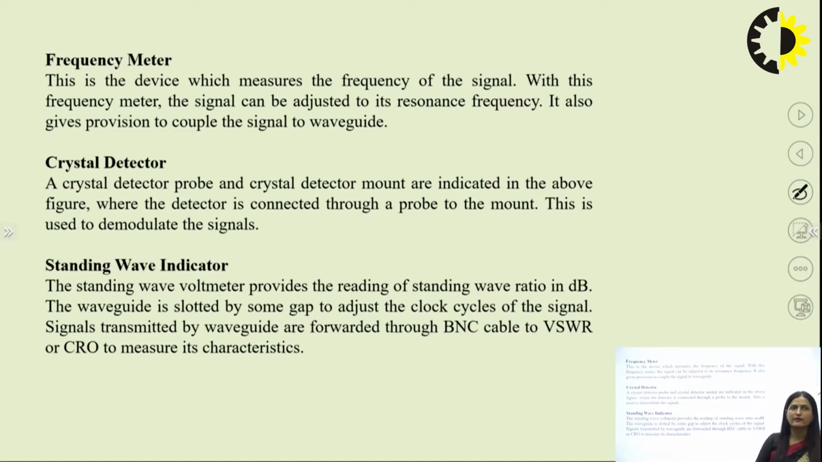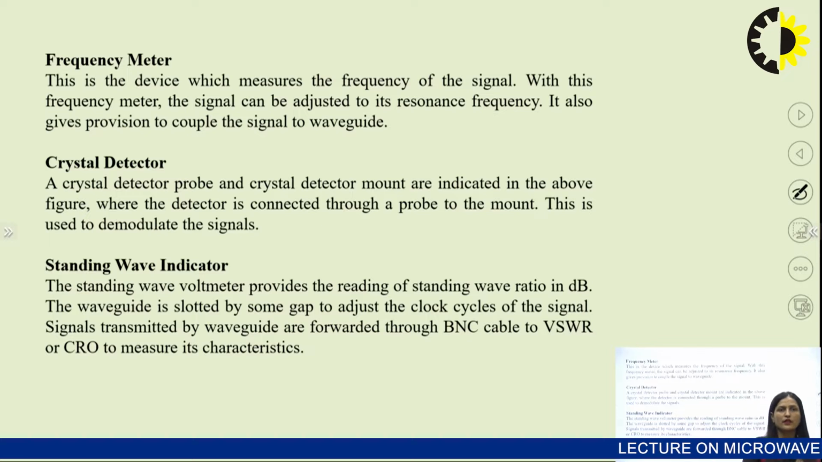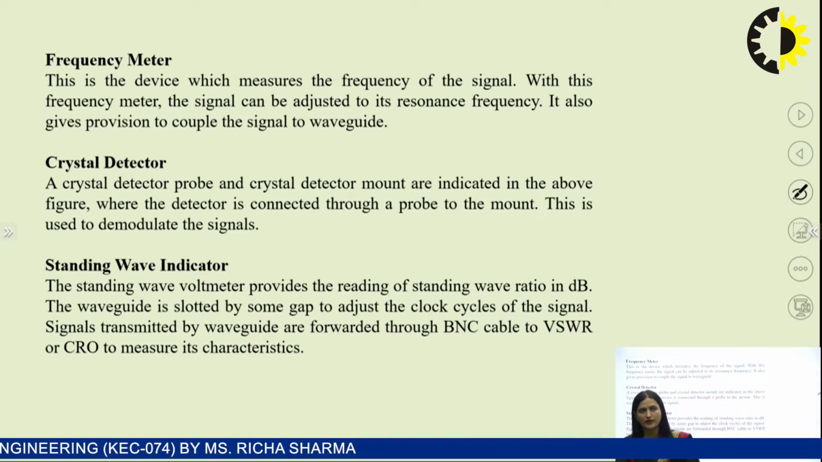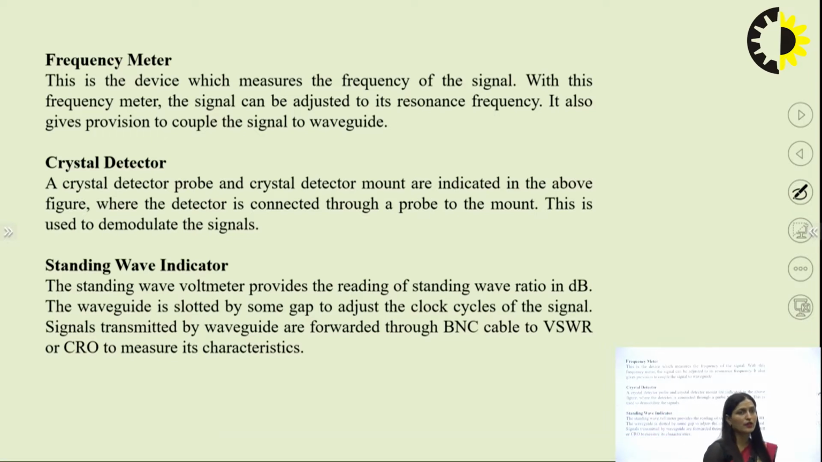Next component is the frequency meter. This is a device which measures the frequency of a signal which is passing through the device. With this frequency meter, the signal can be adjusted to its resonance frequency. It also gives a provision to couple the signal to the waveguide. Basically, this is a measuring instrument used to measure the frequency, but it can also be used to couple two devices into the waveguide. So we can connect a frequency meter in between, and the signal will travel through the frequency meter to other components of a waveguide test bench.